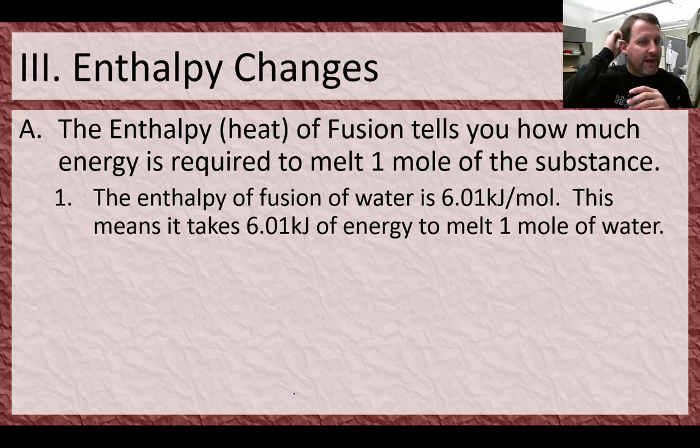So for example, the enthalpy of fusion of water is 6.01 kilojoules per mole. What this means is it takes 6.01 kilojoules to melt 1 mole of water. Now, this part is going to be a little bit funky for us. We're going to need to convert our grams into moles before we can use these enthalpy numbers, because they're quoted in moles instead of grams. Just how it's done.